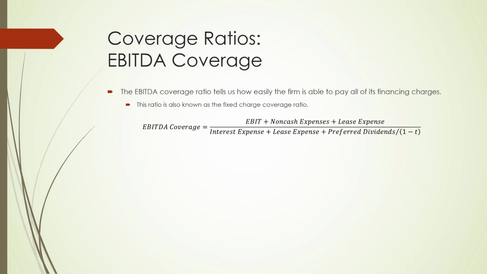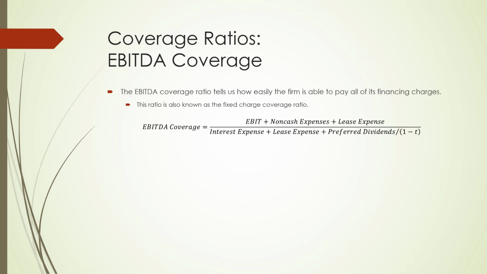First of all, let's take the numerator. We have EBIT plus non-cash expenses. That gives us EBITDA, and then plus the lease expense. In the denominator, we have interest expense plus lease expense plus preferred dividends on a pre-tax basis. Now, let me explain a couple of things here. I think interest expense is fairly self-explanatory. Clearly, that's a financing charge.